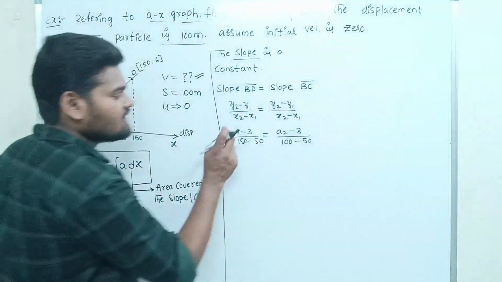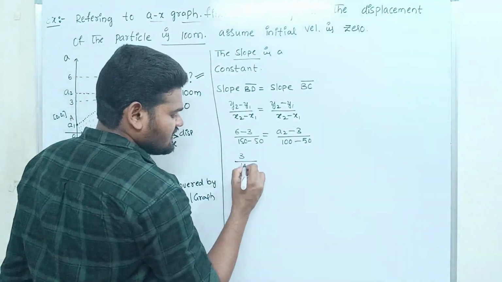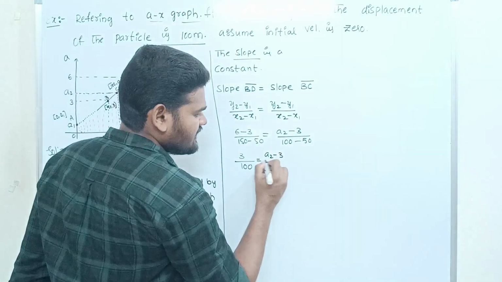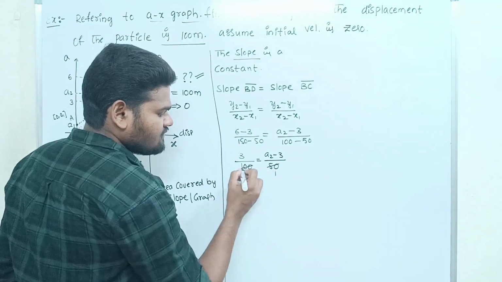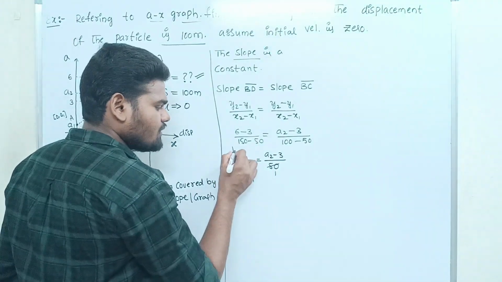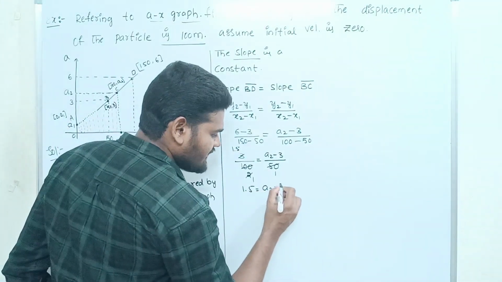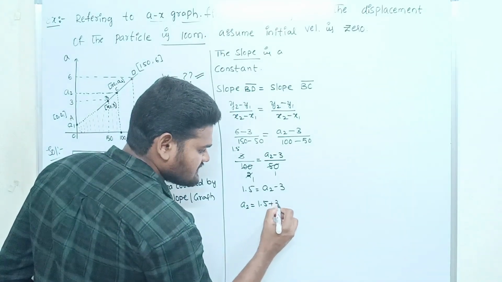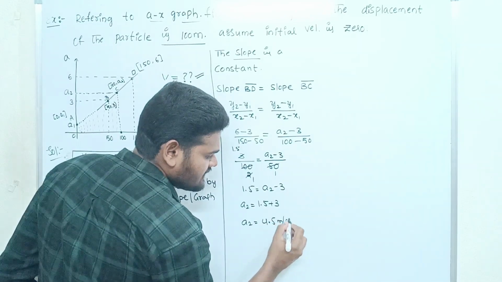Are you getting? Right. 6 minus 3, 3, divided by 150 minus 50, 100. This is equal to A2 minus 3 divided by 100 minus 50, 50. So 50 ones are 50, 50 twos are 100. 3 by 2, that is 1.5. So 1.5 is equal to A2 minus 3. If 3 comes to this side, it becomes plus 3. 1.5 plus 3. So A2 is equal to 4.5 meter per second square.